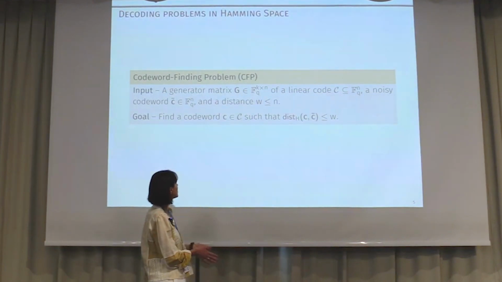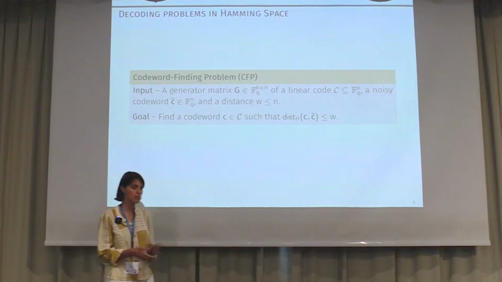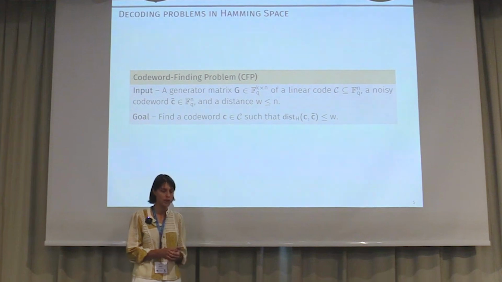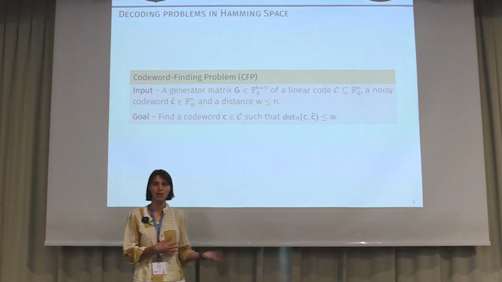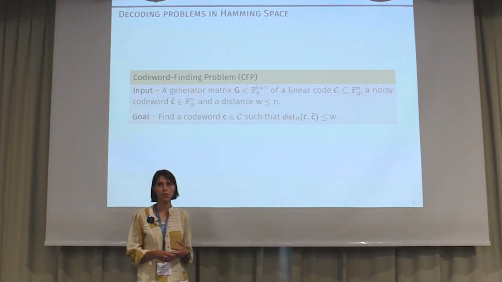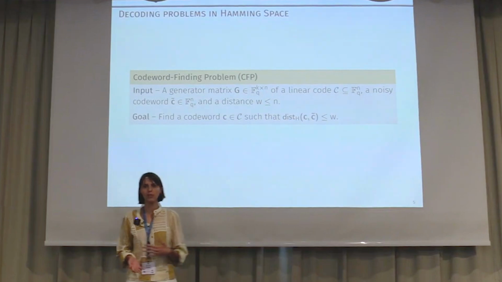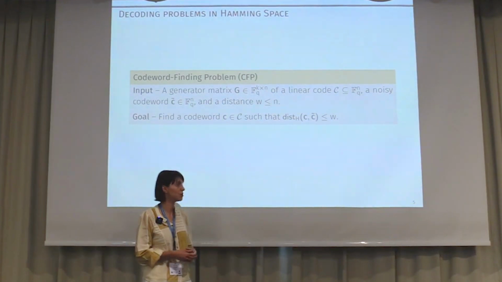And as we mentioned yesterday, this problem would be very easy if we didn't have one of these constraints. If our codeword is not actually in the code, but anywhere in the space and has the Hamming weight W, it would be an easy problem. Also, if the codeword is in the code, but we don't have this weight restriction, this would again be a very easy problem to solve.